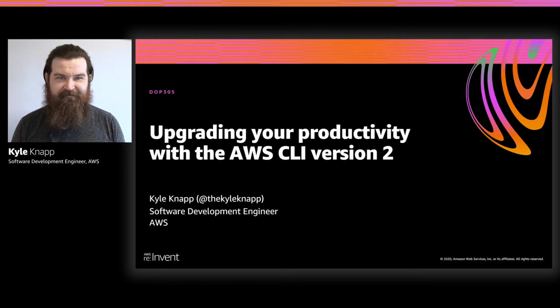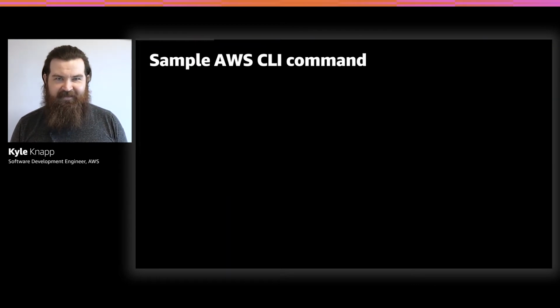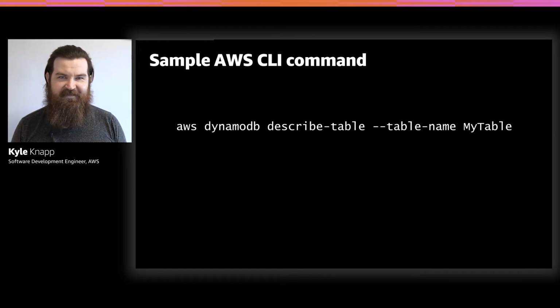The AWS command line interface is a unified tool that allows you to interact with the various AWS services and manage your AWS resources all from the command line. And here's a sample AWS CLI command. This command is just describing a particular Amazon DynamoDB table.